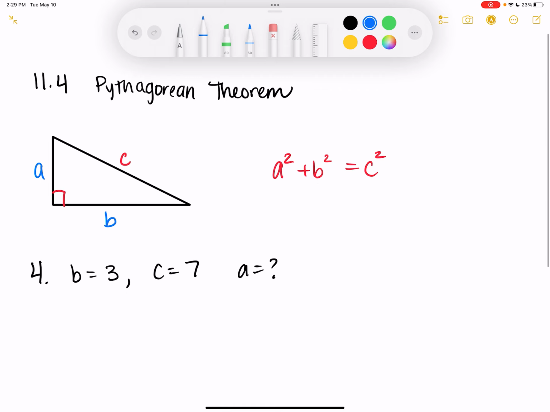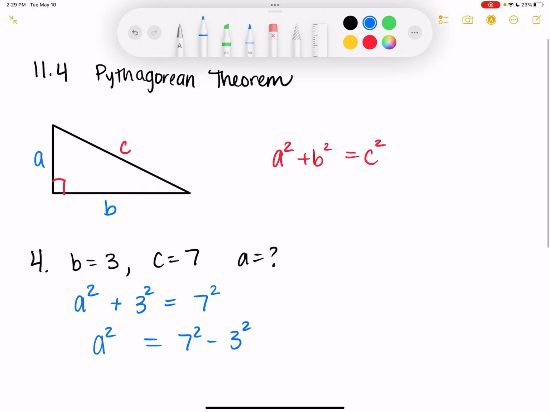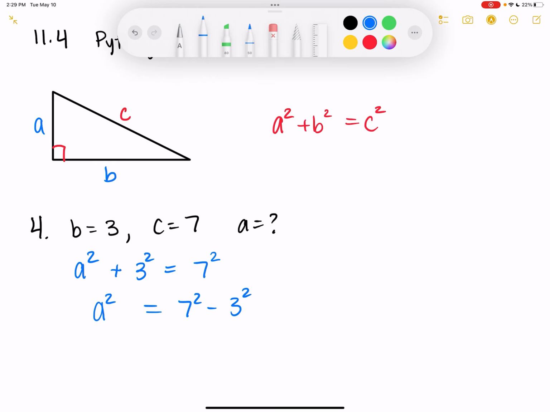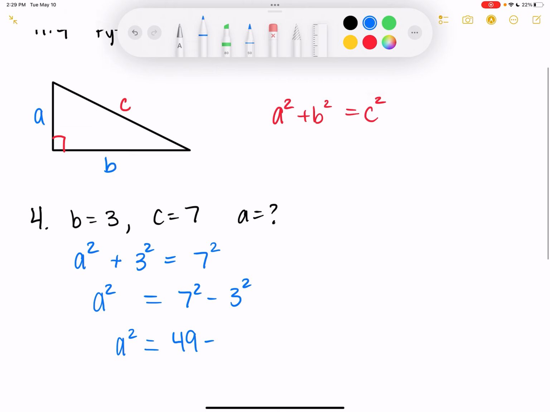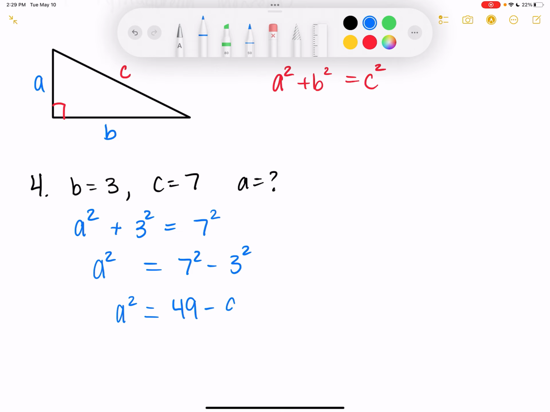So a squared is what we're trying to solve for, plus b squared, so that's going to be 3 squared, equals c squared, which is 7 squared. So a squared is equal to 7 squared minus 3 squared. Okay, because we got to move this over. A squared equals, what is 7 squared? 49. 49 minus 3 squared. 9. 40. So a squared is equal to 40.